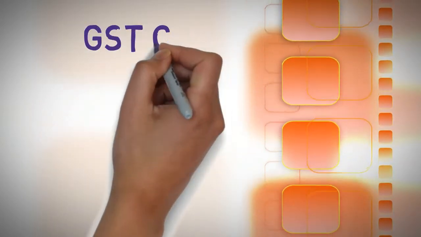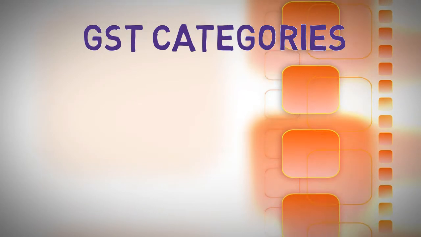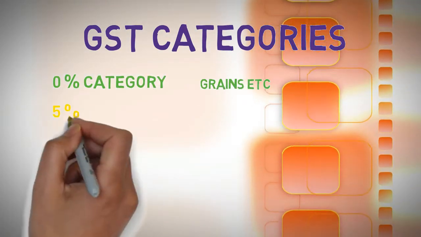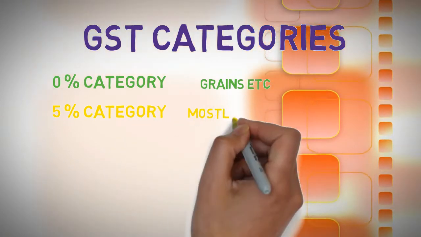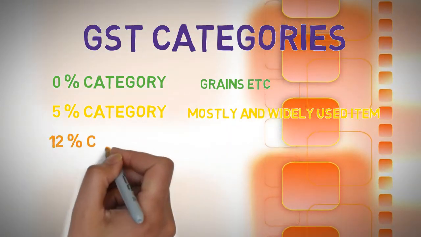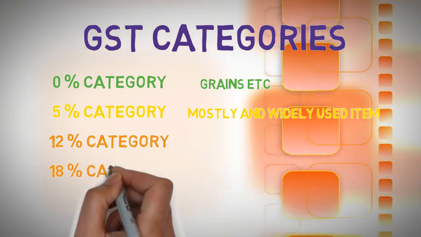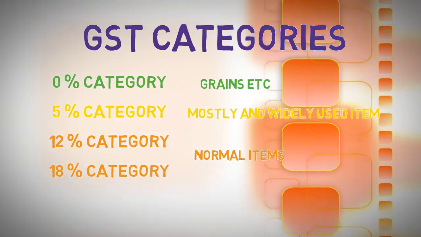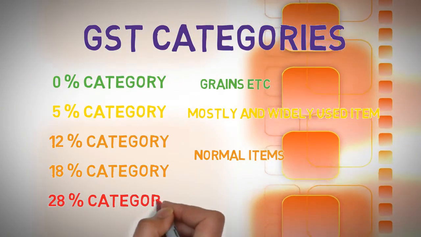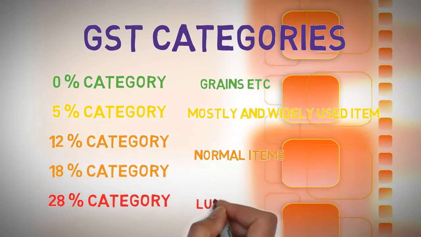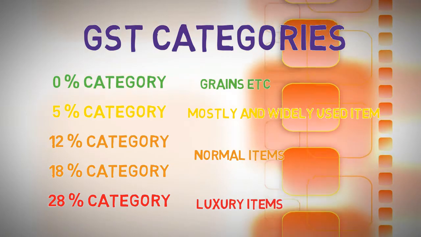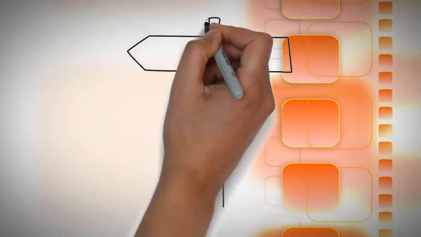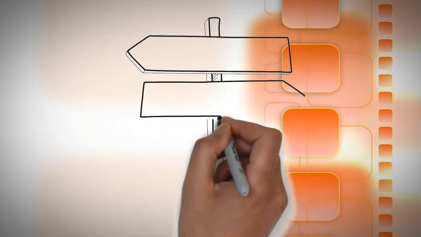We will also have 5 categories in GST in India. 0% category, which will apply on food grains etc. 5% category, which will apply mostly on widely used items. 12 and 18% categories, which will apply on items which are normally used. 28% category, which will apply on luxurious items. After applying GST, the cost of items will increase or decrease.